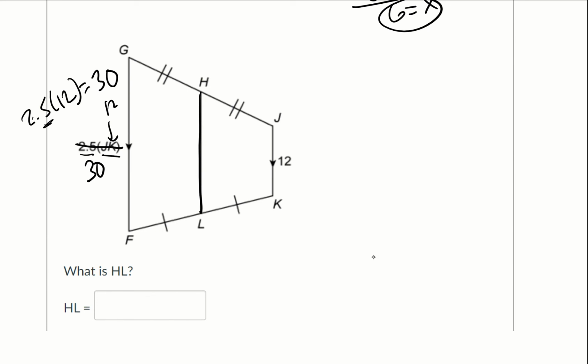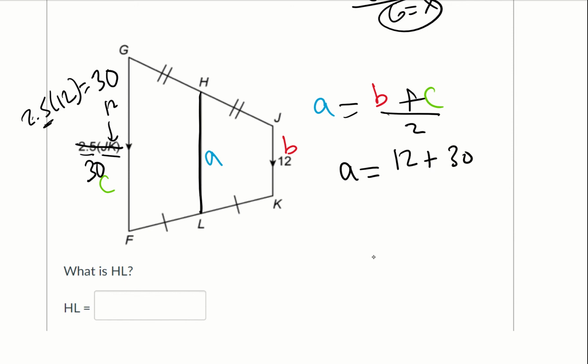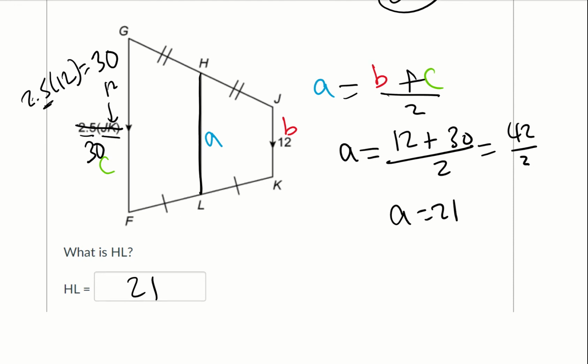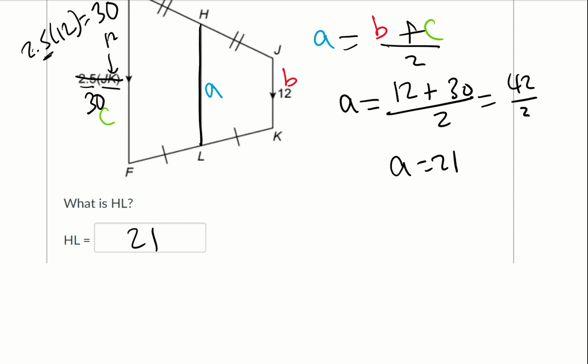So we can take the average, and that'll give us HL. Okay, so remember, if we want to get A, we got to average the bases, in this case B and C. So the formula was A equals B plus C divided by 2. So we got A equals B is 12, C is 30, divided by 2. And you get 42 divided by 2. So A is 21. So HL, which is in this case the length A, is 21.